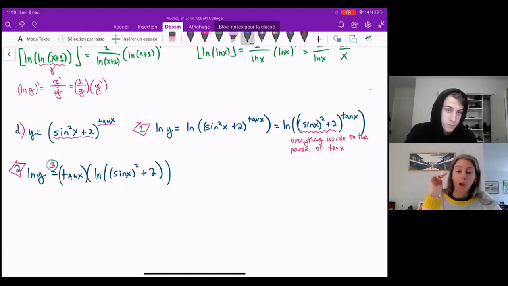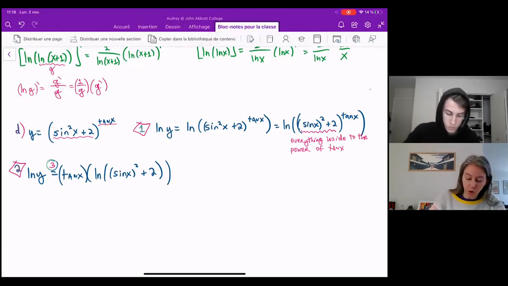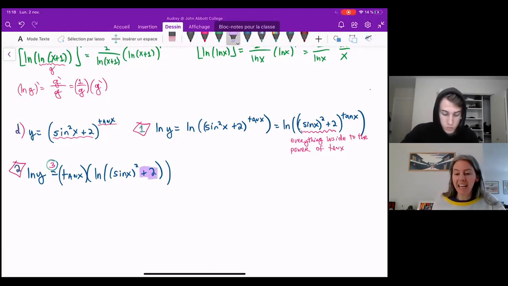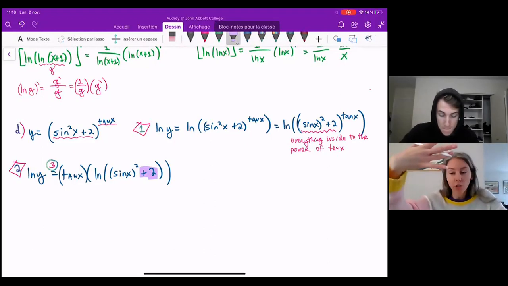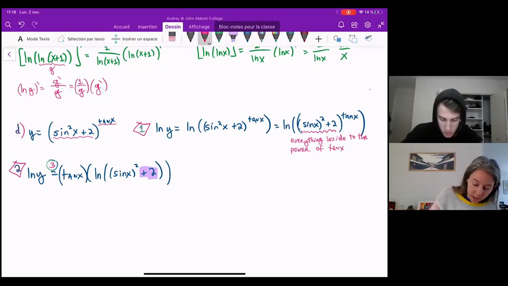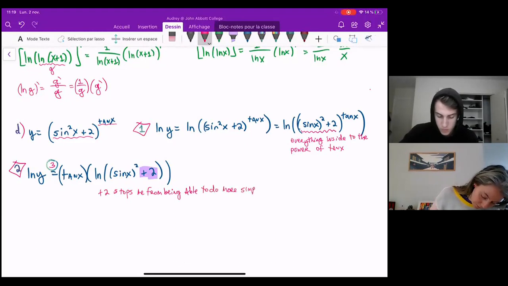Good job. So yeah, the answer is no. The answer is no because of this plus 2 right here. So that plus inside stops me from being able to do any more simplification, which is why in those other questions we had up there where we had all those pluses, logarithmic differentiation wasn't helpful. When we have pluses, we can't do anything. So the plus 2 stops me from being able to do more simplification.